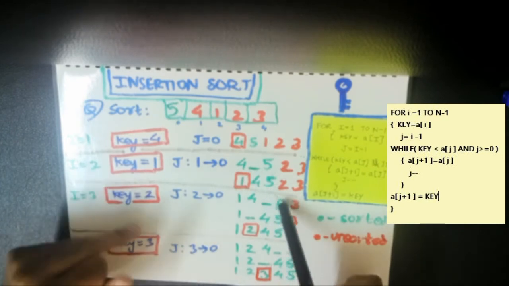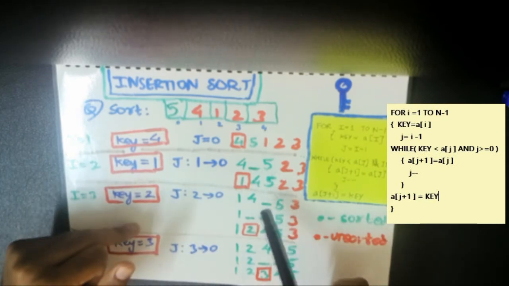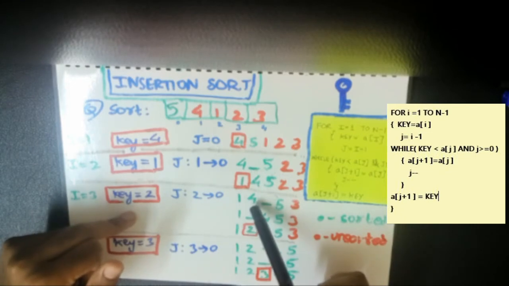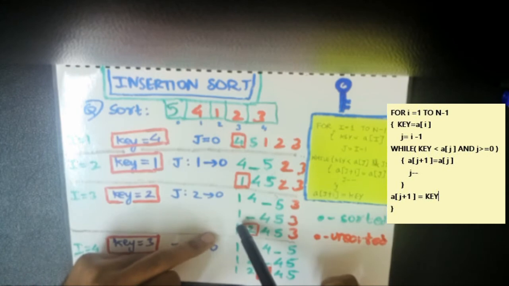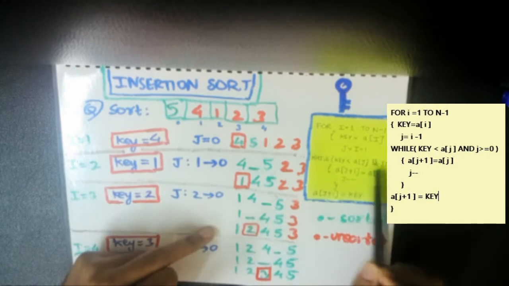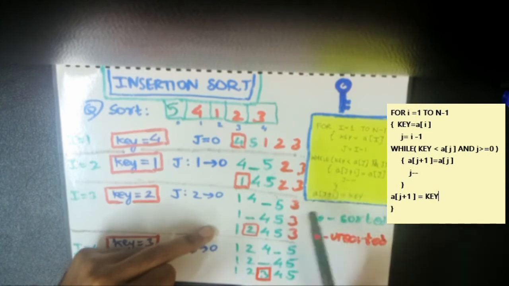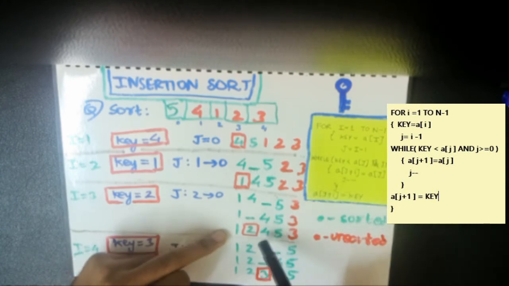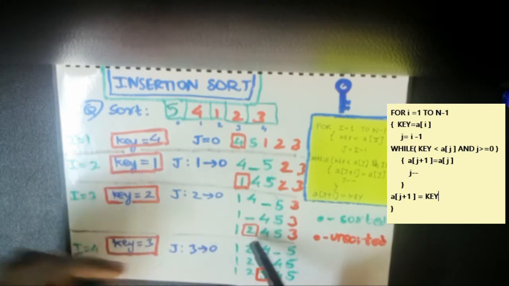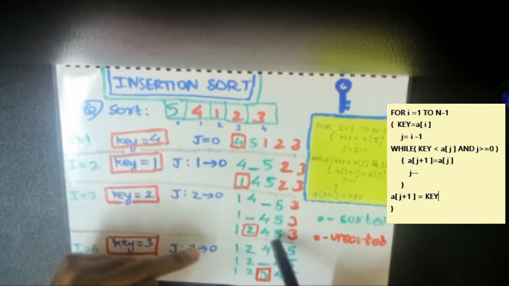Of course it is. So we move 5 by one position, and then is key 2 less than 4? Yes it is. So we move 4 by one position. And is key less than 1? No, it is not. So we stop right there, and then we come out of the loop. A of j plus 1 is equal to key. In this case, a of 1 is equal to key. So we found the right position, and we've inserted 2.